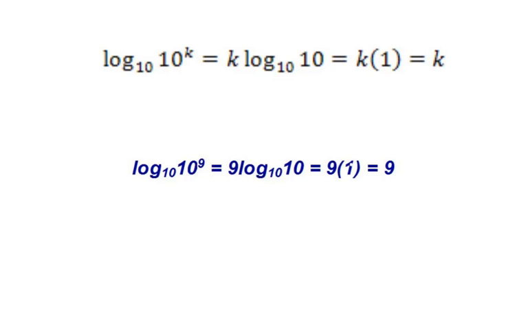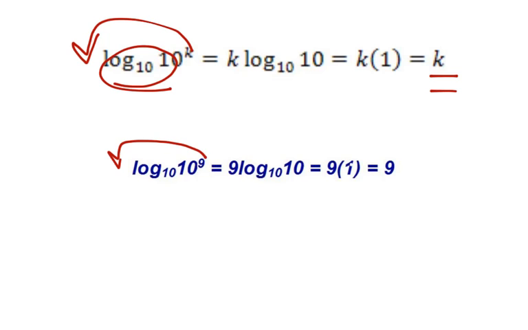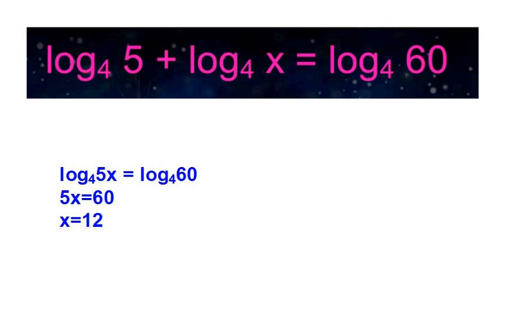Log base 10 of 10 to the k is always going to equal k. And the reason for that is that your k moves to the beginning, and then we know that log base 10 of 10 is equal to 1. Okay, so log base 10 of 10 to the ninth. You move the 9 to the front, and that gives you this. You realize that log base 10 of 10 is equal to 1. So 9 times 1 is 9. Once again, it's just a shortcut if you happen to see it.